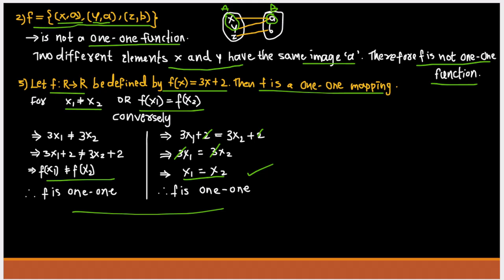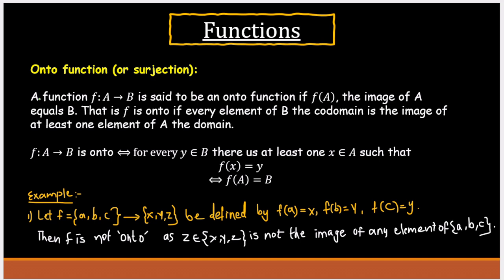Let's see the other type of function, which is onto function or surjection. A function f: A tends to B is said to be an onto function if f of A, the image of A, equals B. That is, f is onto if every element of B, the codomain, is the image of at least one element of A, the domain.